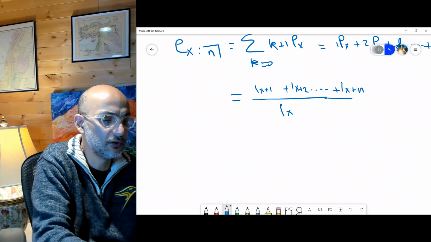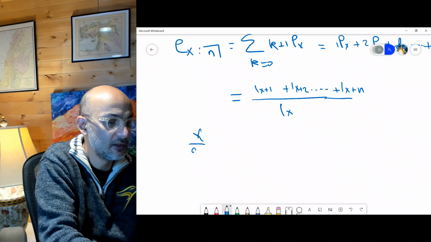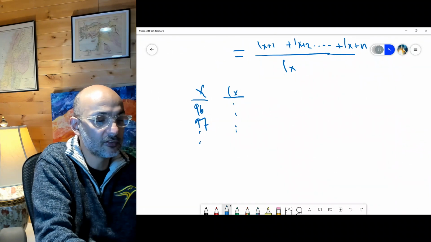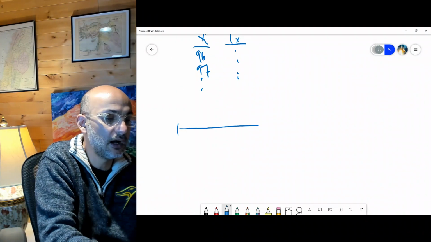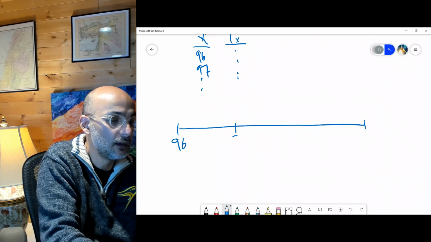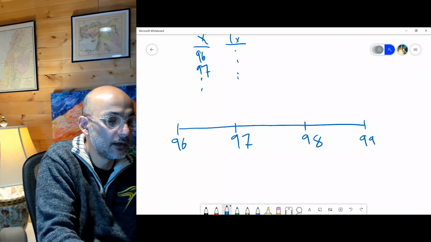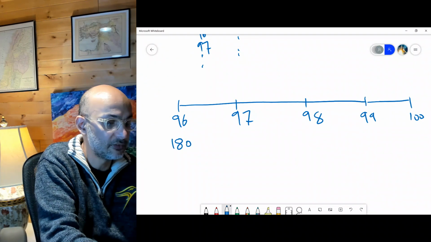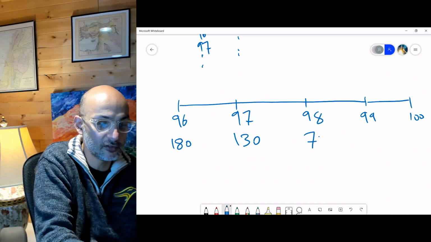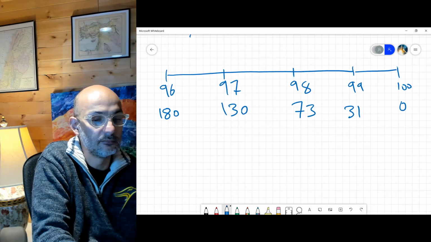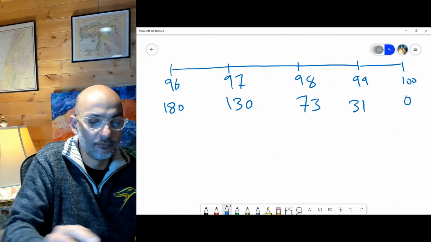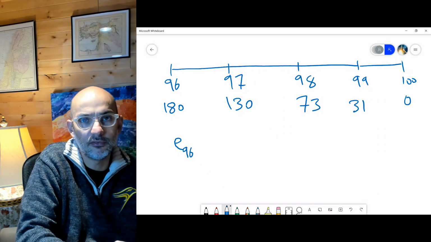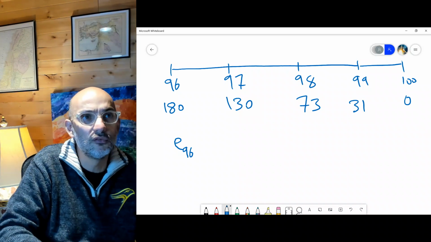But let's take one example. Last time we looked at the table with x of 96, 97, and Lx given to us. Let me represent it by this line: 96, 97, 98, 99, 100. We were given 180 new lives here, then it reduced to 130, then 73, 31, and all of them died by 100. We calculated the whole life expectation, but now we want the term life expectancy, the expected remaining lifetime over the next 2 years only.